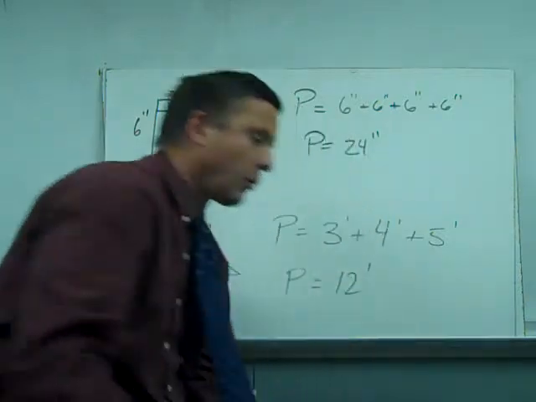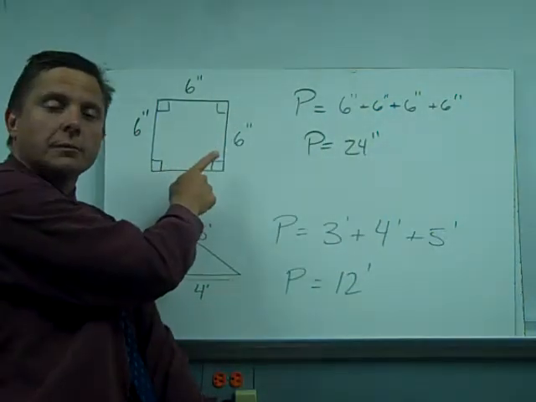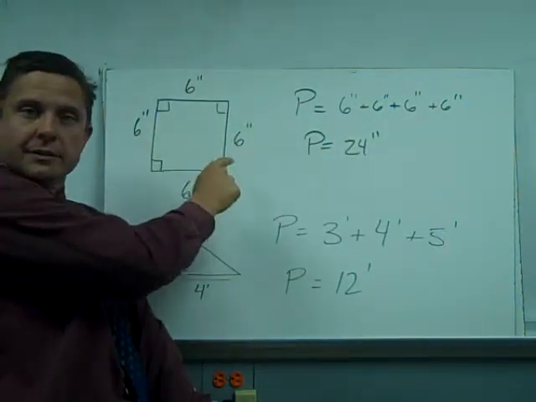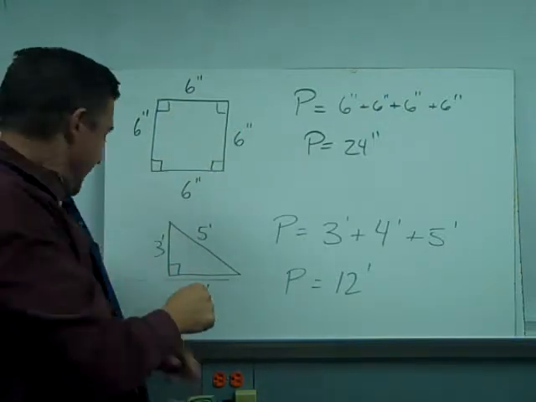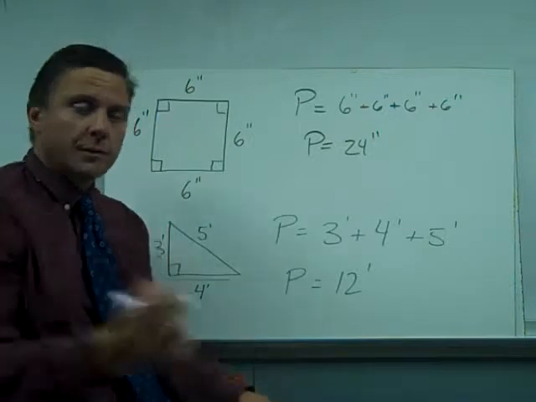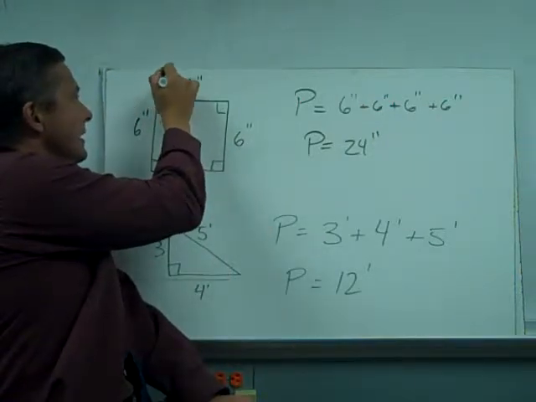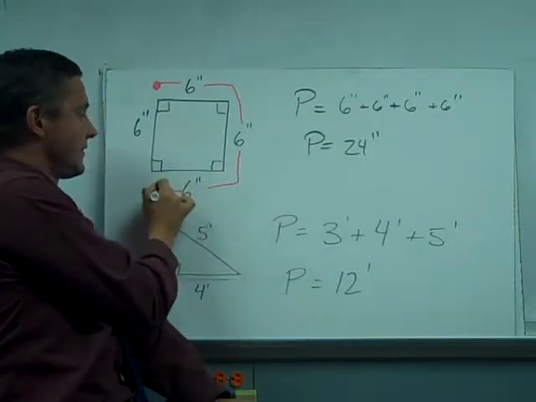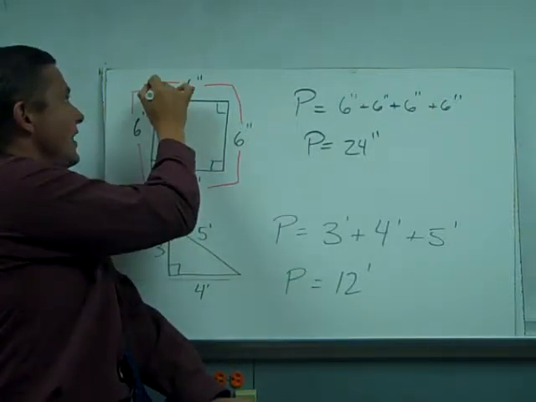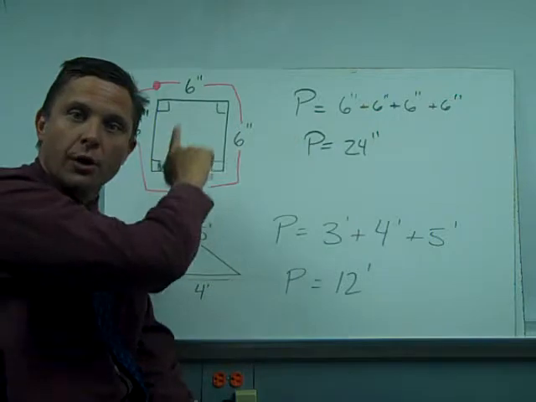So if we talk about some more standard shapes, we start with a square. Again, 4 sides, it's a polygon, all right angles, and the sides are the same. And again, I want to find the perimeter, I pick a starting point. I have a 6-inch side, a 6-inch side, a 6-inch side, a 6-inch side. Now back to the point, all the way around.